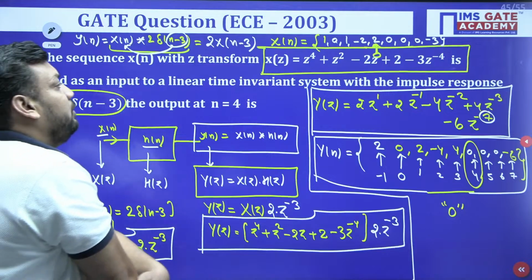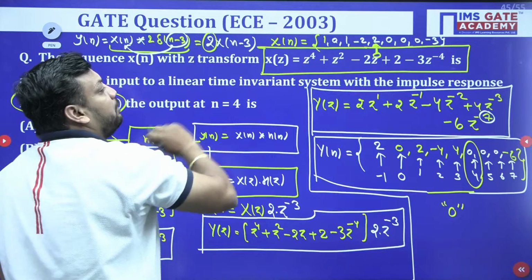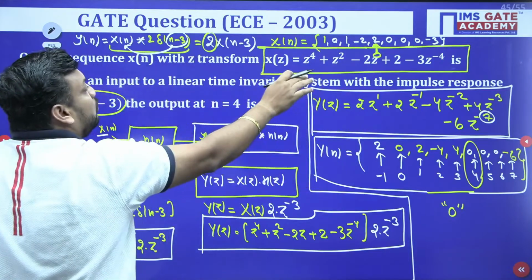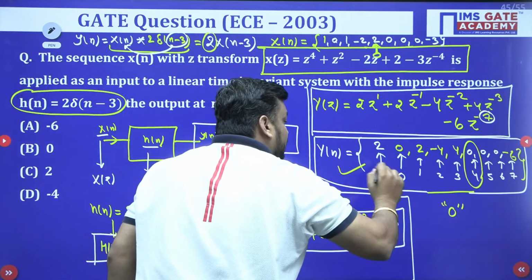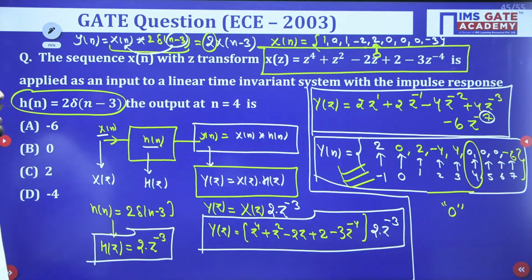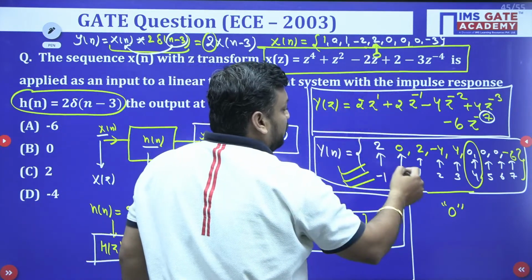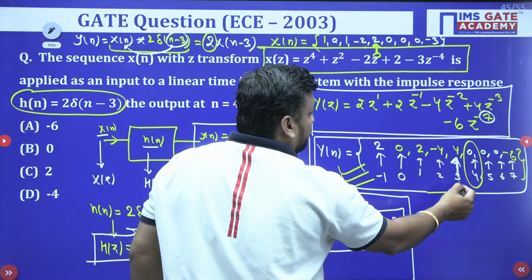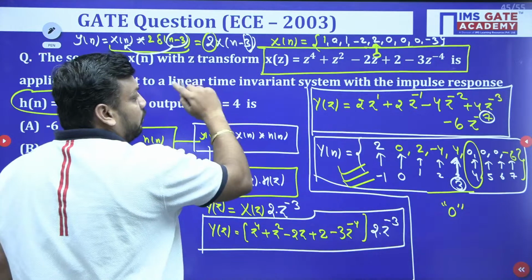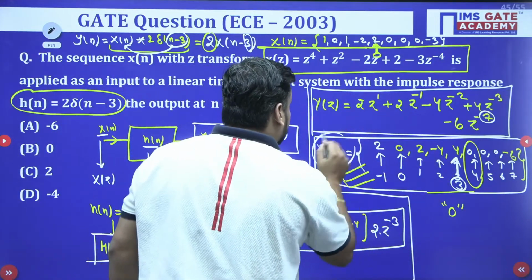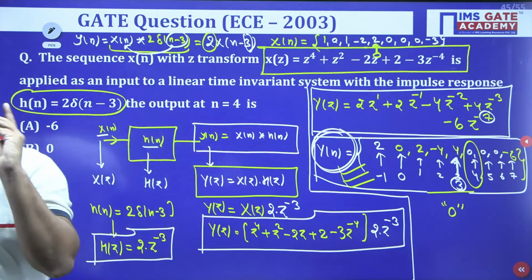If the 0 location will be 3, and we multiply with 2, it means whatever the magnitude is, we should multiply it with 2 and this location will become 3. So if I write this, exactly I will get the same thing. Here is the 3 location; 0 will become 3 because of x of n minus 3. Now 0 is replaced with 3, and if you multiply with 2, exactly you will get the same y of n. So method number 2 is a convenient approach because it will take less time.